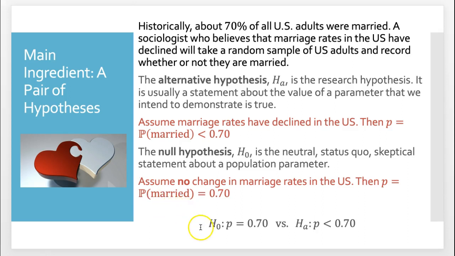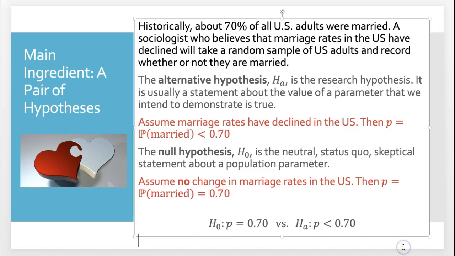So finally, we have our null hypothesis, which is saying the population proportion of married U.S. adults is 70%, versus the alternative hypothesis, which says the population proportion of U.S. adults that are married is less than 70%. So sometimes 80% of the game is just to be able to establish the correct null and alternative hypotheses, and then the rest is more or less procedural.